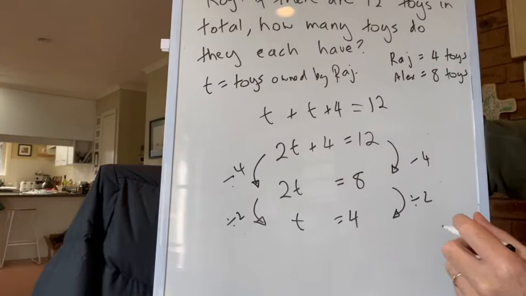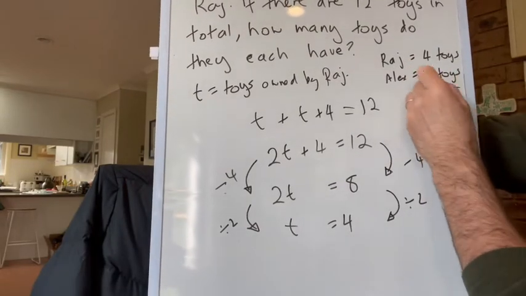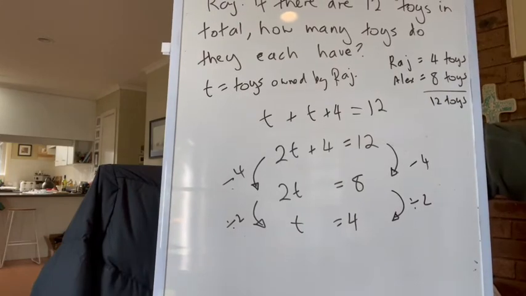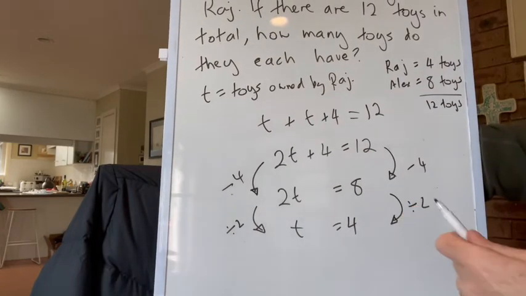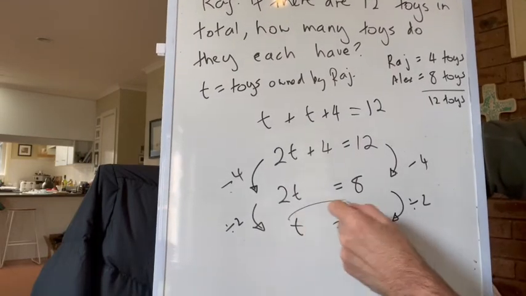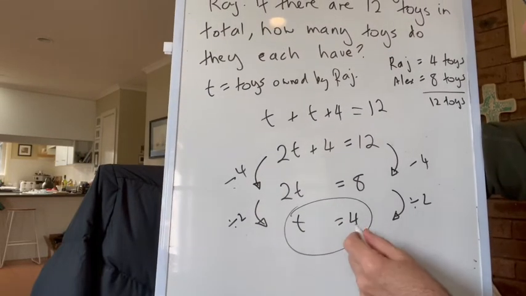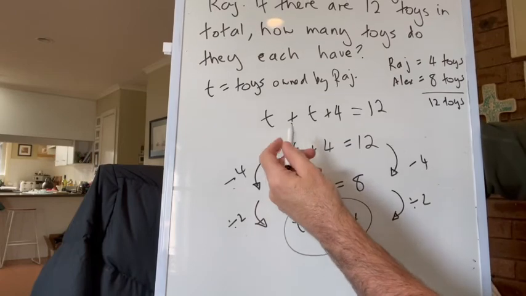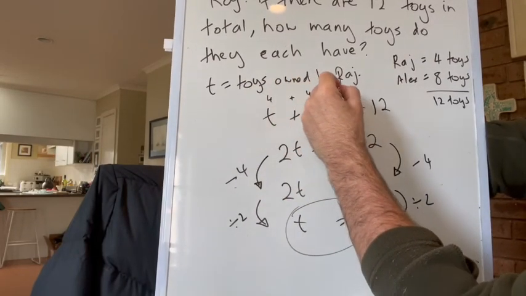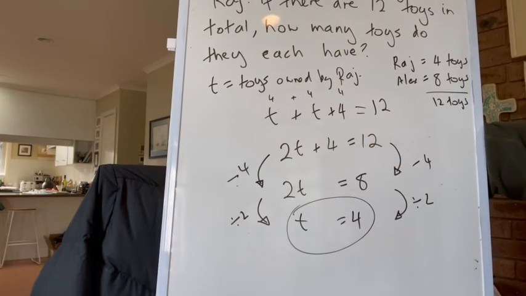Okay, and then we need to make sure we check. So that adds up to 12 toys in total, which is what the question told us. So a few checking devices there. The other thing to keep in mind is that once you end up with an answer like T equals 4, you can substitute that back into the equation, so that becomes 4 plus 4 plus 4 equals 12. So you can check it that way as well.